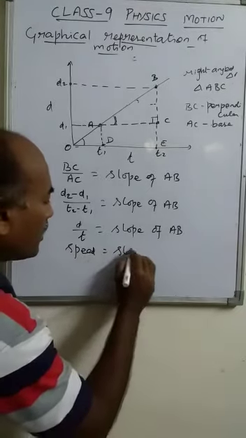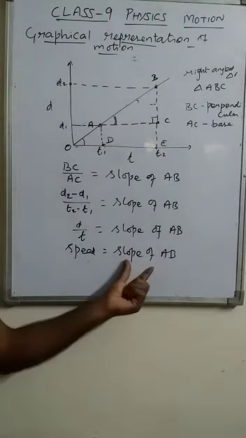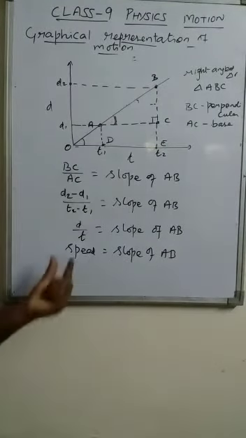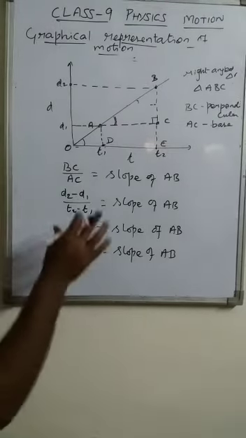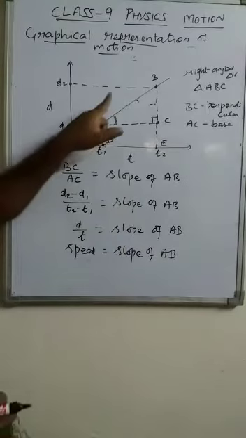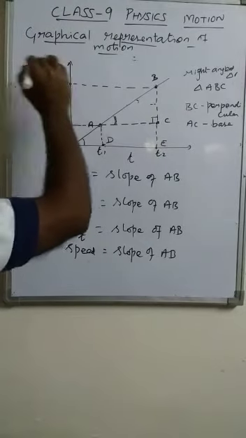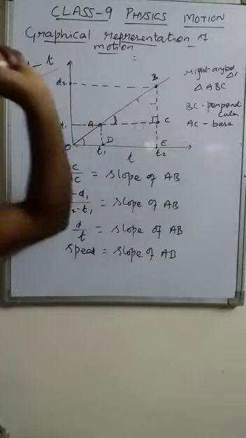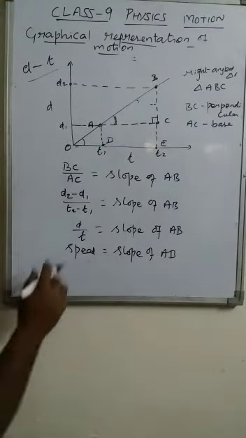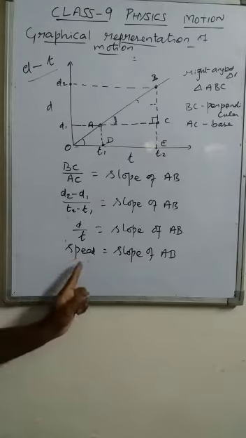It means if we find the slope of this graph, that slope gives the speed of the object. Therefore, finally, in conclusion, we can say the slope of the distance time graph, this is the dt graph, always gives the speed of the object. That is the final conclusion from this graph. Whenever you have a distance time graph, finding the slope gives the speed of the object.